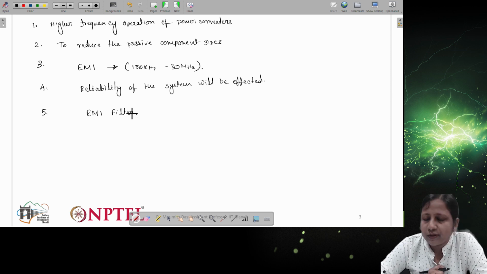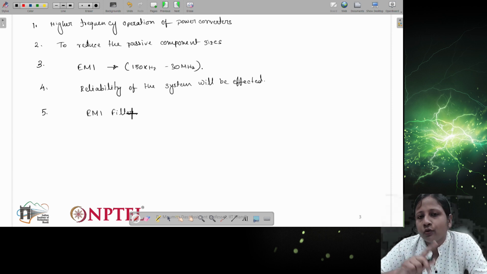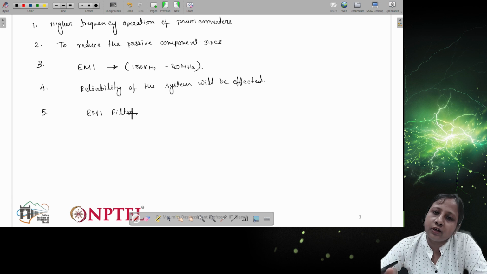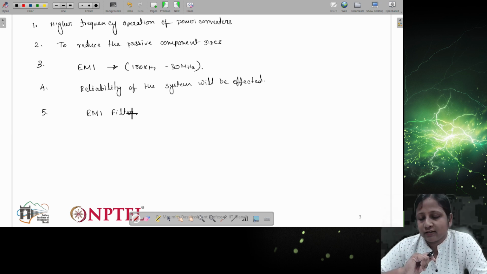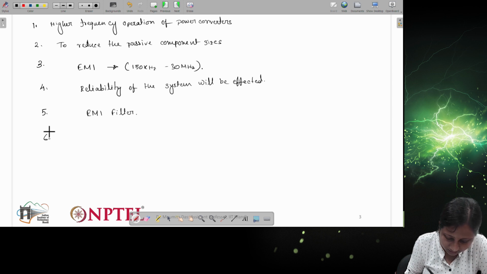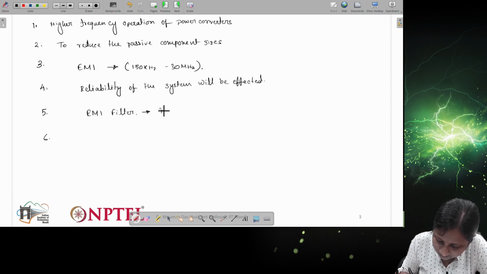Now, what is the problem? If we are using a filter, then again we are increasing the size of the system, right? So that was the main motivation to go for high frequency operation. Now we are at high frequency, but there is some other problem. And to reduce that problem, again we are introducing some filter or some additional component. And this additional component again will increase the system size.